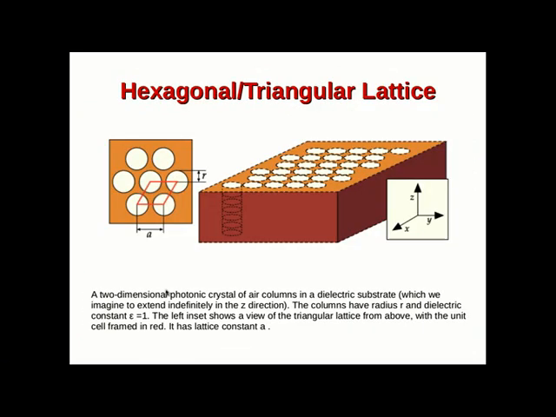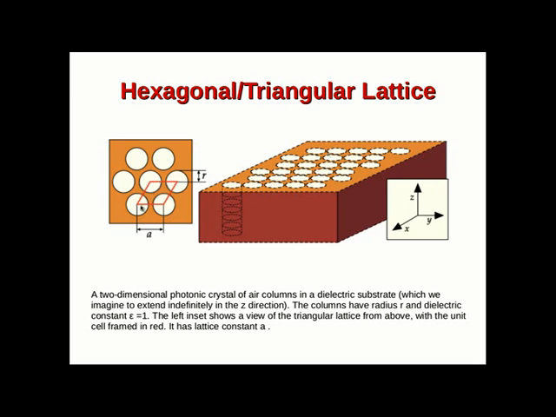Now, after these two types of complementary structures, we have come to an entirely different type of structure, a third one, which is a periodic array, a hexagonal array of air columns drilled inside a dielectric slab. It is a hexagonal or a triangular lattice. Its unit cell looks like this.